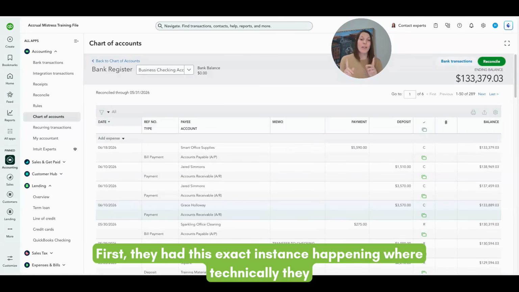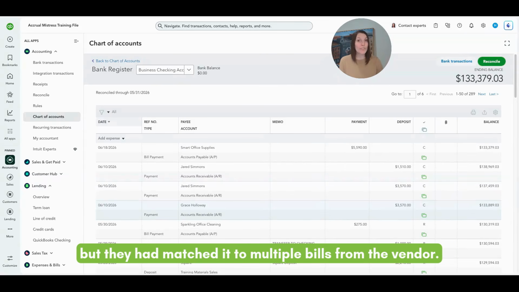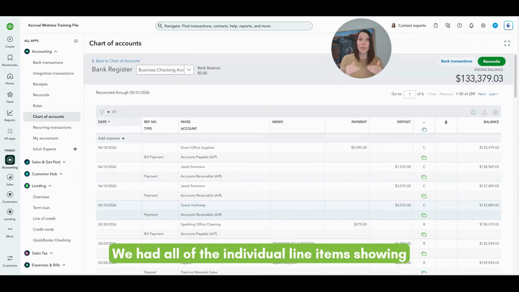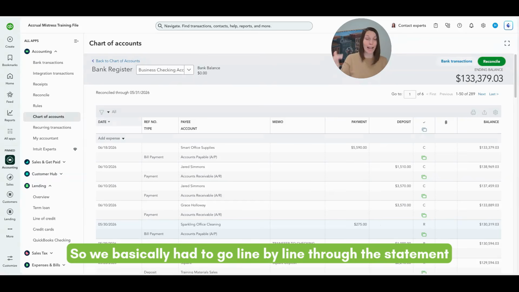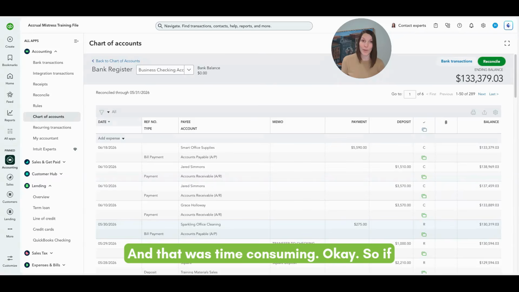Now, a couple things with that. First, they had this exact instance happening where technically they had matched a transaction from their bank transactions tab, but they had matched it to multiple bills from the vendor. So it wasn't as simple as going, oh, that's supposed to be $8,650. And it is $8,650.40. We had all of the individual line items showing up in the bank register. So we basically had to go line by line through the statement and line by line through the reconciliation window to find the discrepancy. And that was time consuming, okay?